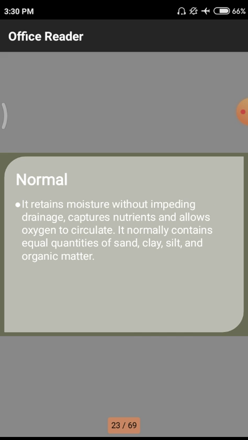Next one we are having is normal soil. That means it retains moisture without impeding drainage. Retains means normally if there are any rains or rainy seasons, the water will automatically be staggered on those particular soils because of low permeability and a smaller quantity of voids in them.